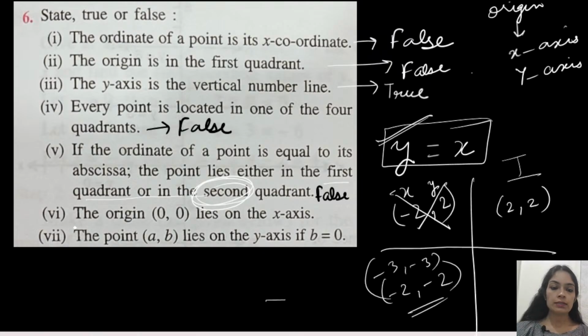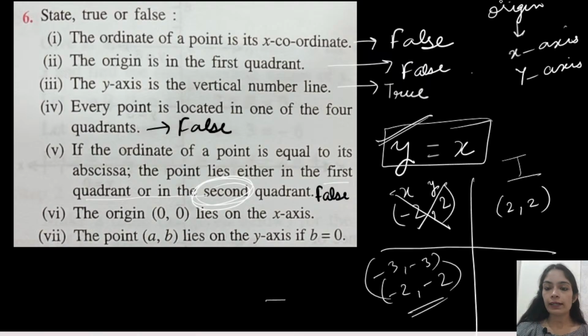Let's do the sixth one. The origin lies on the x-axis. Yashvardhan has also given the answer third quadrant. Yes, good. Now the sixth one. Sixth is true. Madhusudan is telling sixth is true. Yes, Shivani, Venugopal, most of you are telling this. Yes, sixth is true.